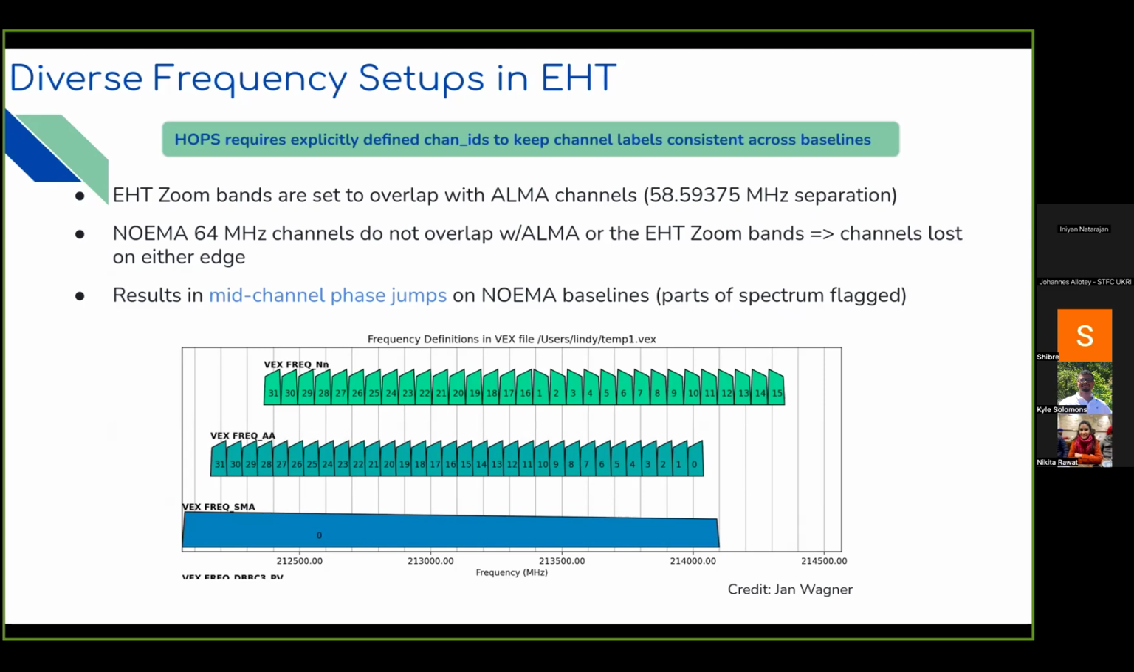And what this does is, because of this mismatch and because we have these phase variations over frequency, you can get phase jumps in the middle of the frequency channels, especially where NOEMA is concerned. You can see, for example, the first row here shows the frequency setup of NOEMA, the second row is the frequency setup of ALMA, and the third is the frequency setup of SMA. The SMA frequency you can consider as the zoom bands that you want. And there's only a partial overlap with the NOEMA stations. So we have implemented some additional procedures to flag parts of the spectrum so that these mid-channel phase jumps don't occur for NOEMA, so that we can retain most of the NOEMA data.